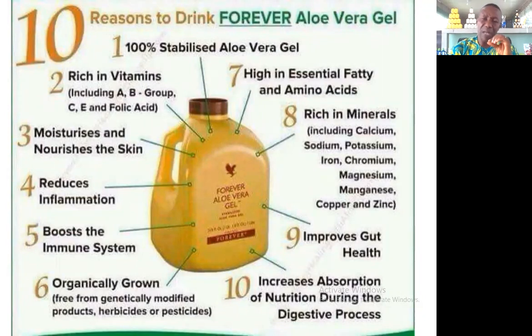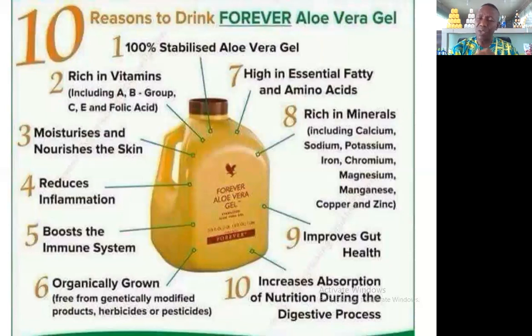Now, why do we need the aloe vera gel? To enable us experience healthy blood pressure. The aloe vera gel, number 1, is very rich in vitamins: vitamin A, vitamin B, vitamin C, vitamin E, and folic acid. It helps to nourish all the organs, all of the various cells in the body, through the use of aloe vera gel. It reduces inflammation. It helps to boost the immune system. It is very rich in essential fatty acids and amino acids.